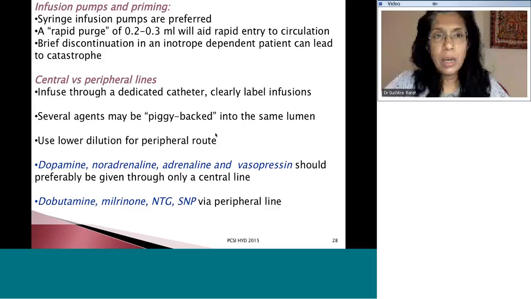Dopamine, NORAD, adrenaline, and vasopressin should preferably be given only to a central line, whereas dobutamine, milrinone, and your venodilators can safely be given to a peripheral line, even for extended periods of time.